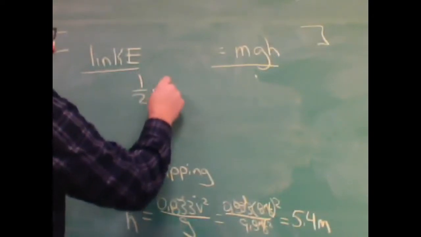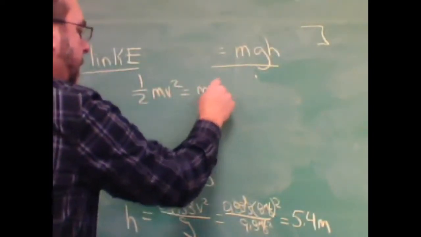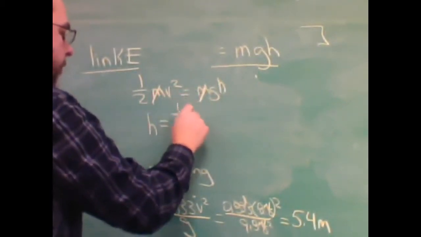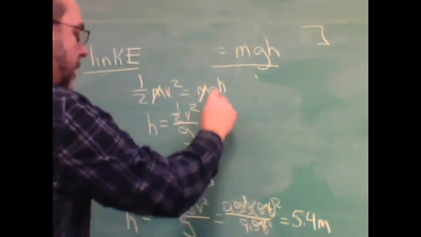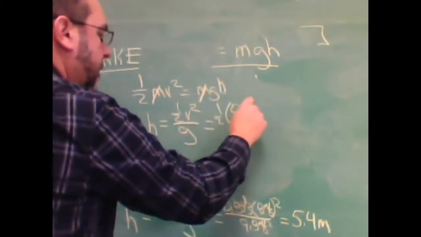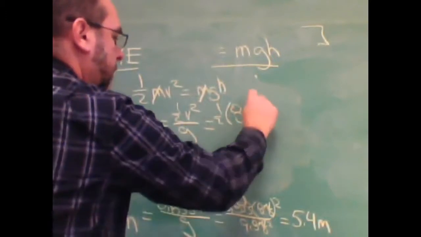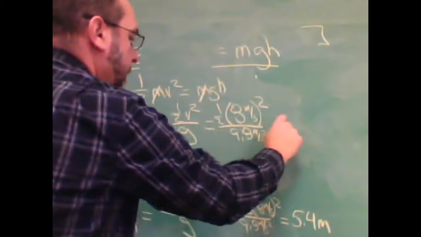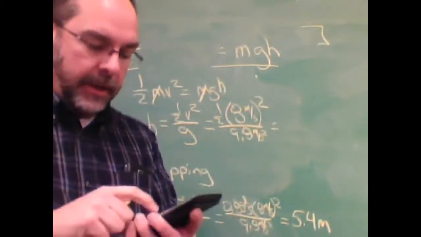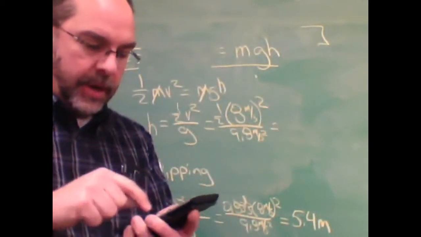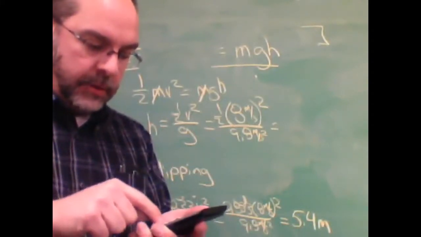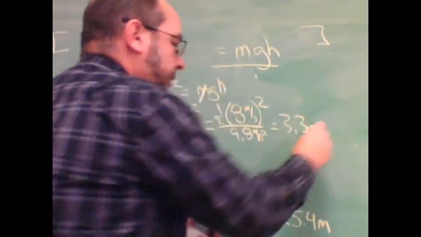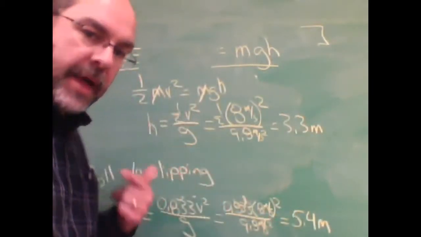So 1/2 mv squared equals mgh. Mass cancels. h equals 1/2 v squared divided by g. 1/2 times 8 meters per second squared divided by 9.8 meters per second squared. And this time, 8 squared divided by 2 divided by 9.8, we get 3.3 meters as the maximum height. That seems weird to me.